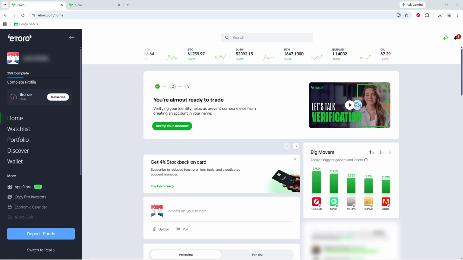In today's video, I'm going to teach you how to read the eToro portfolio dashboard. To get started, log into your eToro account and head to the main platform. Once you're in, look over to the left sidebar and click on Portfolio.